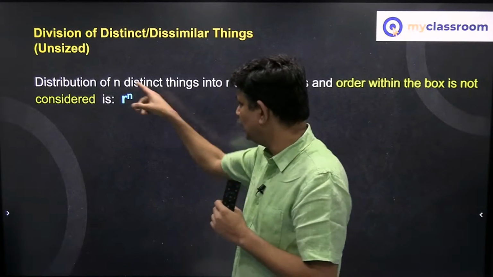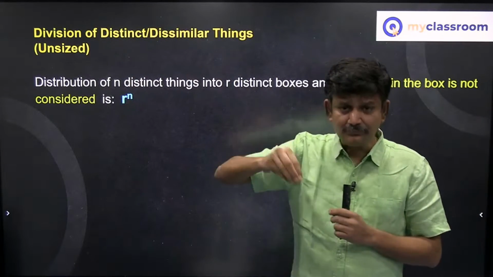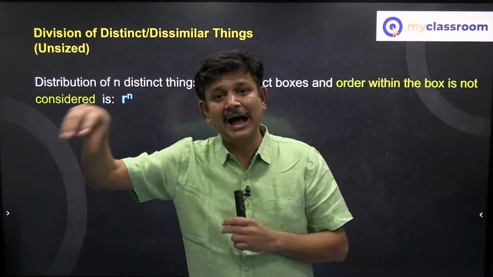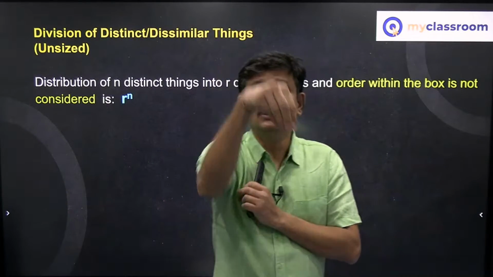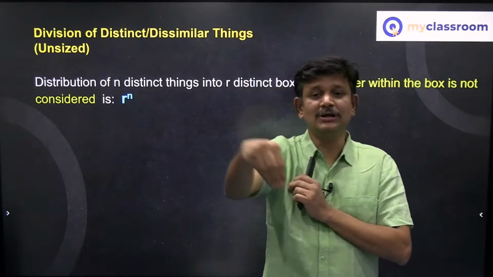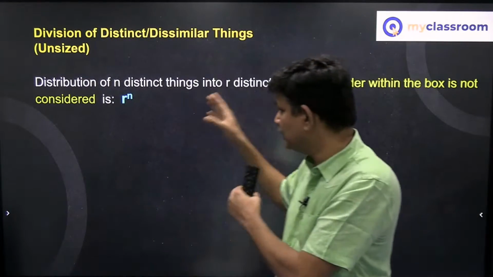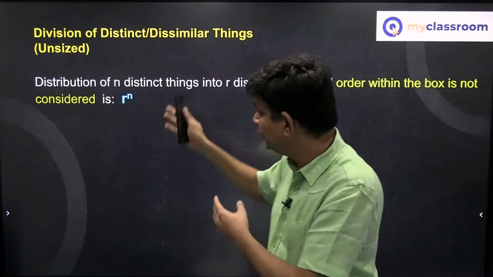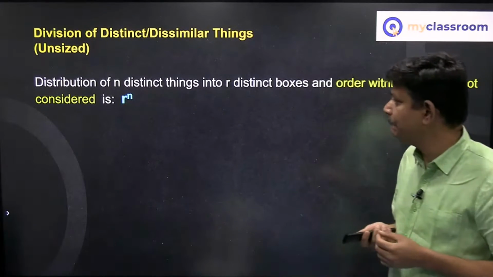R power n. How? Take the first thing, put it in any one of the R boxes. In how many ways can you do that? R ways. The second thing can again be put into any one of the R boxes. The third can be put into any one of the R boxes. So on, how many R's? n R's, so R power n.